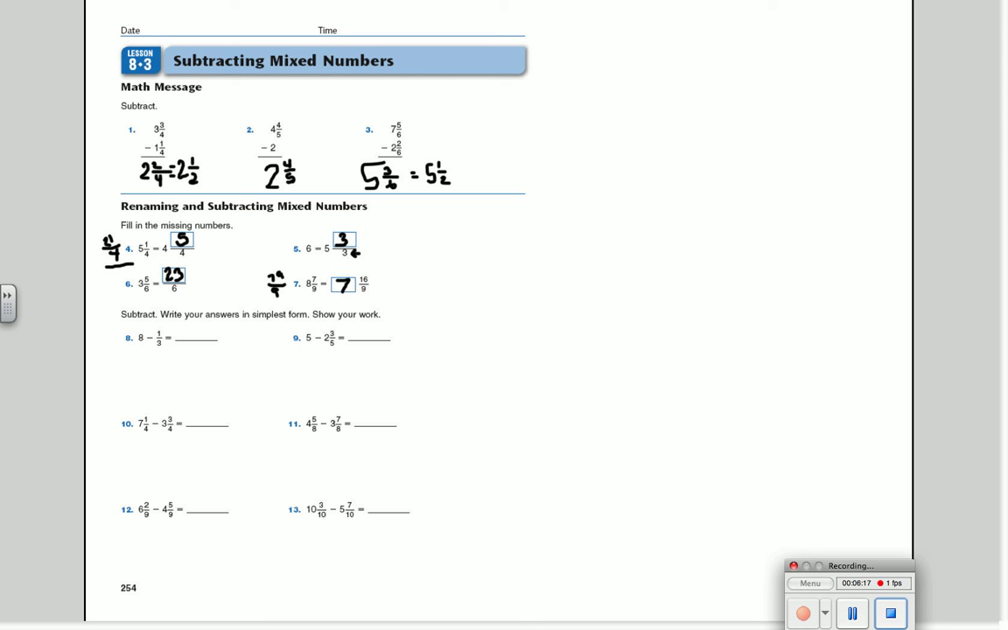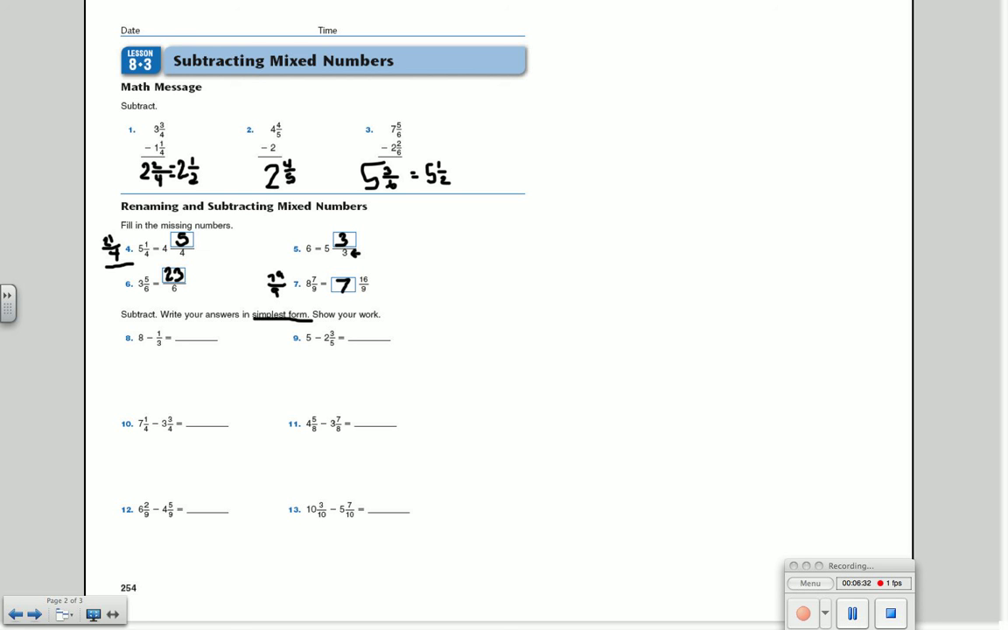Number 8, our directions say to subtract and write our answers in simplest form. I'm going to underline that for myself so I don't forget, and show your work. I'm going to show my work below if I can. I'd like for you to do the same. If that doesn't work for you, you can do it on your whiteboard.